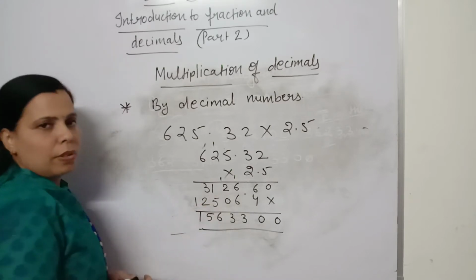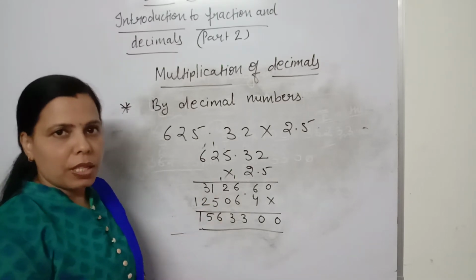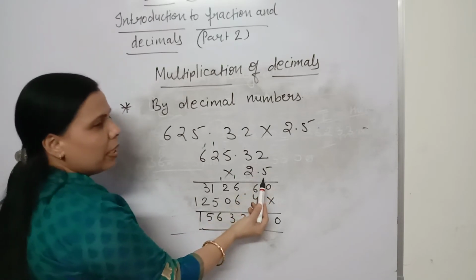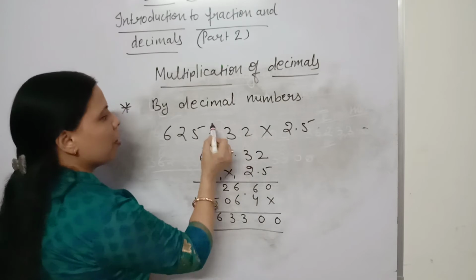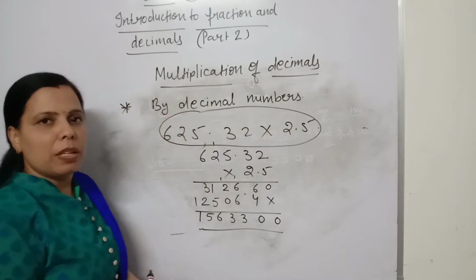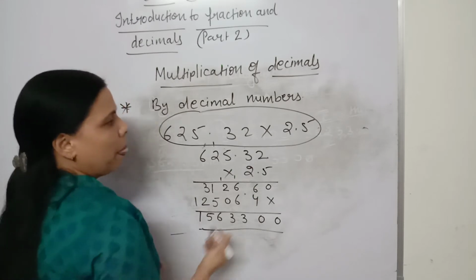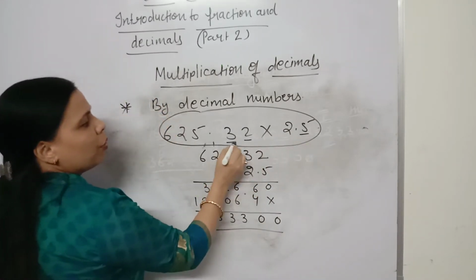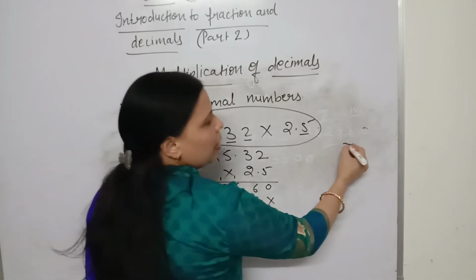Now decimal you have to put here. How are you going to write decimal? Just remember children, you have to read the number of decimal digits in your question. Just see your question here. How many decimal digits are here? So I will start from here. 1, 2, 3. So there are 3 decimal digits.